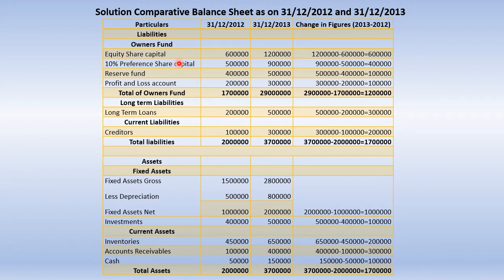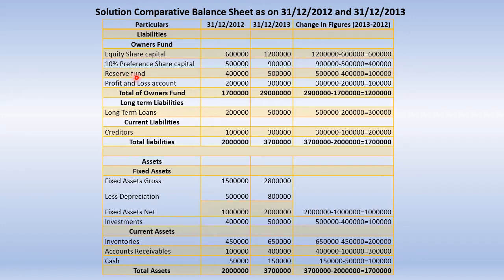So we'll start with equity share capital. It is 12 lakh minus 6 lakh, and I get a value of 6 lakh rupees. Next, preference share capital: 9 lakh for 2013 minus 5 lakh for 2012, I get a change in figures of 4 lakh rupees. That means these have all increased. Equity share capital is increased by 6 lakh, and preference share capital is increased by 4 lakh.